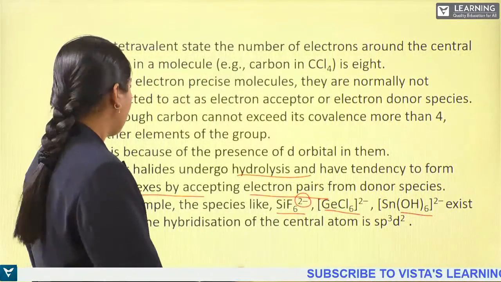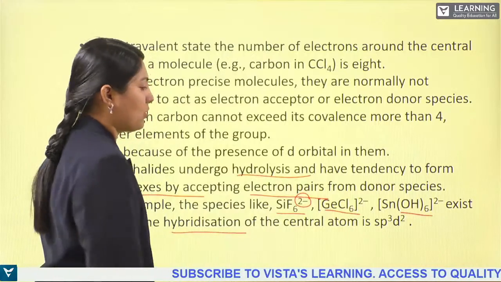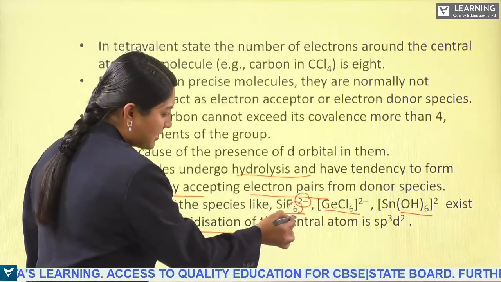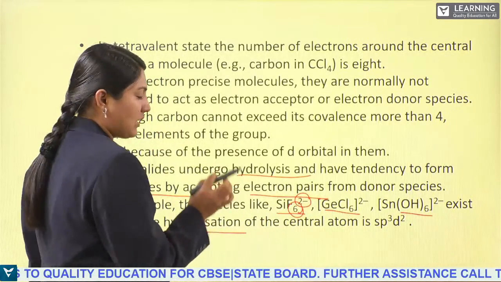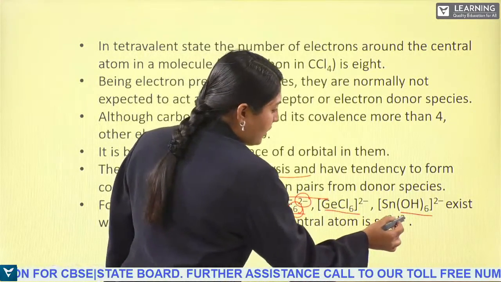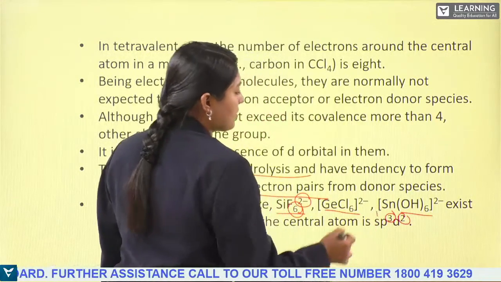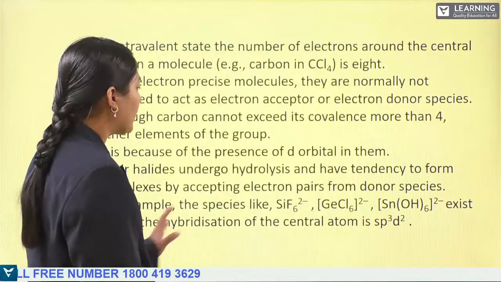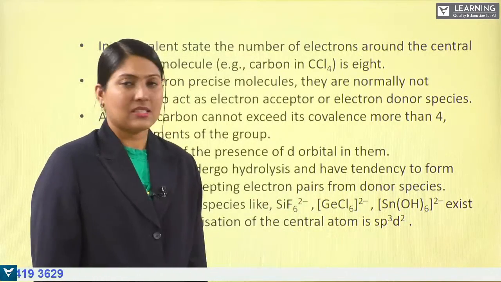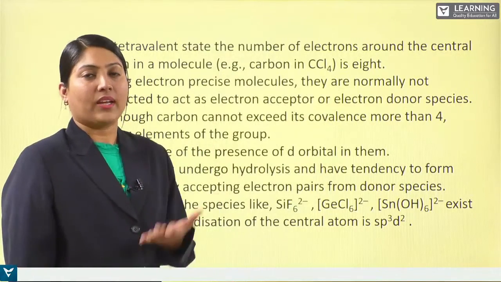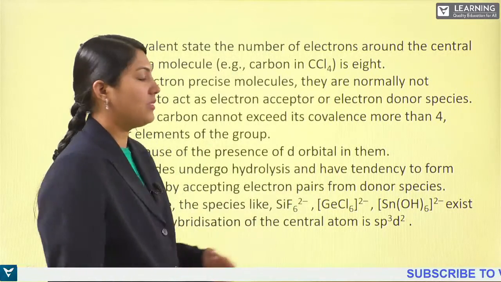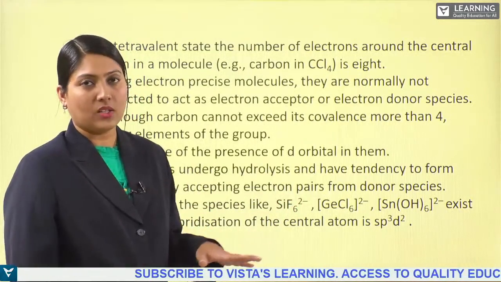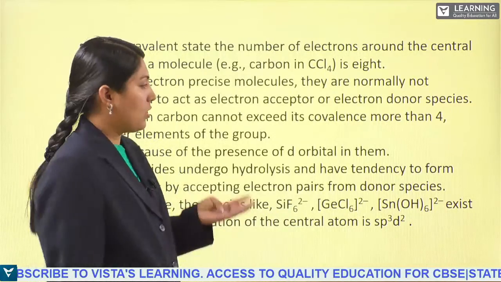hexaaqua stannous exist, where the hybridization of the central atom will be sp3d2. Why sp3d2, students? We have 6 molecules or ligands attached. So we want 2 plus 3 plus 1, so it will be 6. Totally 6 hybrid orbitals we require. And here for these elements, silicon, germanium and stannous, vacant d orbital is available, so they can extend to 6 ligands, whereas for carbon we cannot extend from the 4 oxidation state.